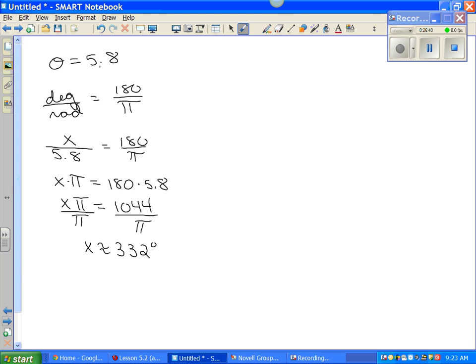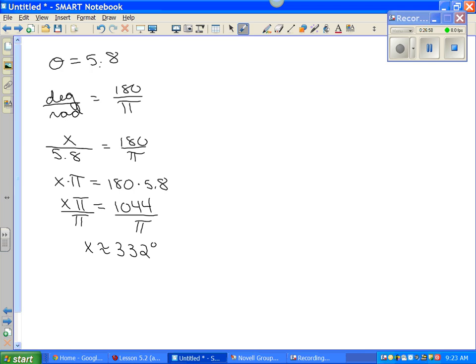332. So there's going to be a lot of occasions where you want to take radians and turn it into degrees, because when we start drawing things like rotation diagrams to find reference angles, it's going to be much easier to do it from degree and then convert back to radians if you need to.